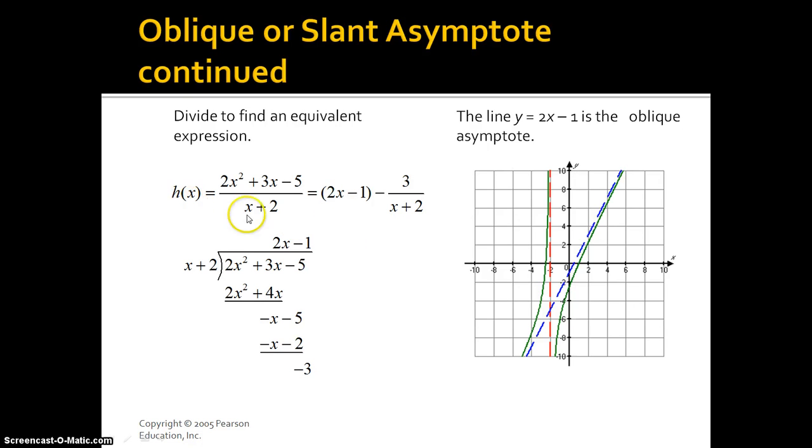Okay, so h of x is not quite linear because it has this remainder. But for large values of x, this remainder becomes negligible, and for large values of x, h behaves like the line 2x minus 1. So in blue, I've tried to graph a line with intercept -1 and slope 2. And then that green curve approaches the imaginary blue line for large values of x.